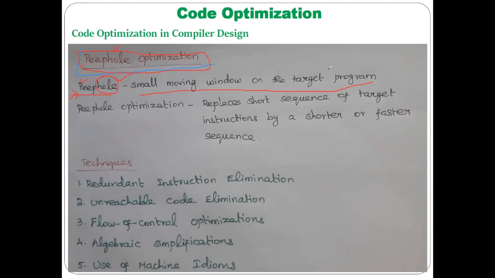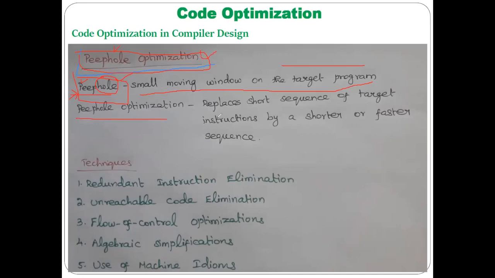Okay, a small moving window on the target program. So we are not going to modify or rearrange the entire target program, but a small part of the target program we are going to modify or rearrange. That is the reason it is referred to as a peephole. Secretly observing things or secretly checking things, that is the general meaning, and from that this name is given to this kind of optimization.